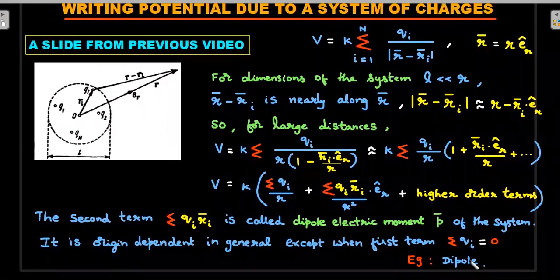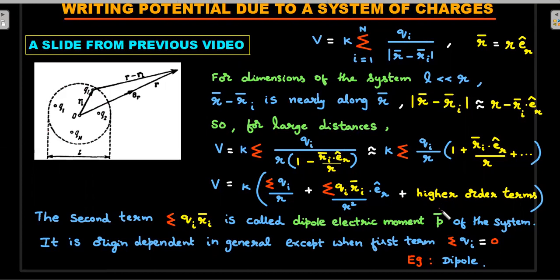Only if sigma qi is 0, the second term decides the potential. And if the potential for that system is 1 by r square style at large distance, then the field has to be, by differentiation, 1 by r cube. Then we threw up an interesting question: what if I have a system of charges in which not only the first term, that is the sum of charges, but also the dipole moment comes out to be 0? Then you can't say the potential is 0, but you have to look for the higher order terms being able to produce the potential and thereby the field.